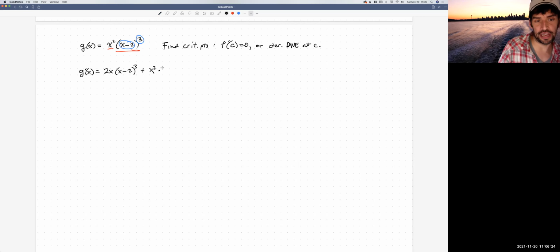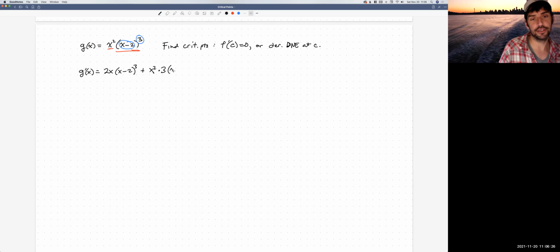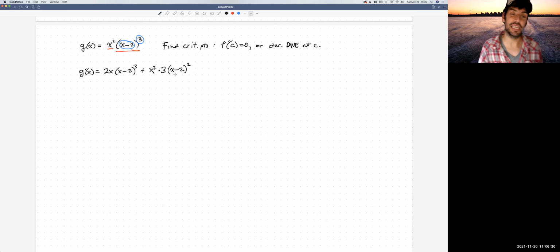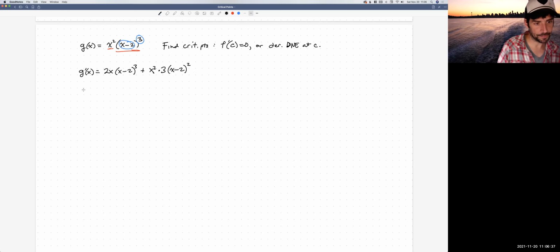So I take the derivative of the outer function. I take that 3 down. I have a squared here. The derivative of the inner function is pretty straightforward, though. It's just x minus 2's derivative is 1. So we're multiplying by 1. I don't need to write anything.